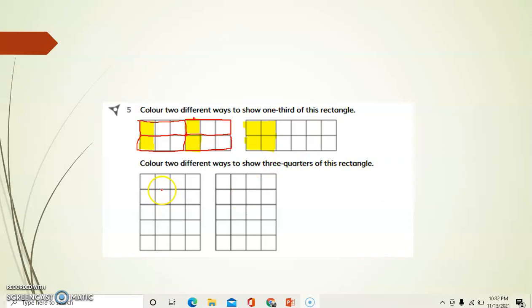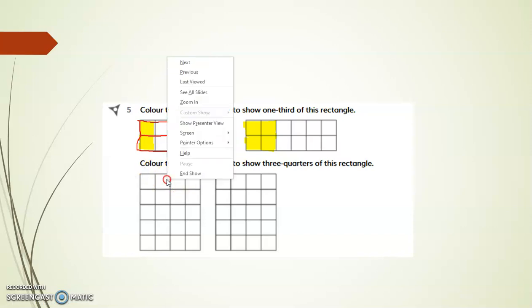So 3/4 of this rectangle means, first, a quarter is 1/4. Divide this into 1/4. So total, look at how many squares there are. 1, 2, 3, 4, 5, 6, 7, 8, 9, 10, 11, 12, 13, 14, 15, 16, 17, 18, 19, 20. So I can divide this into 4 equal parts.